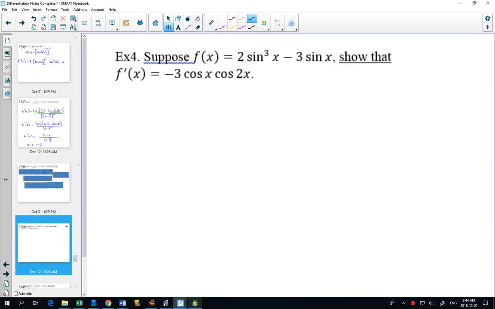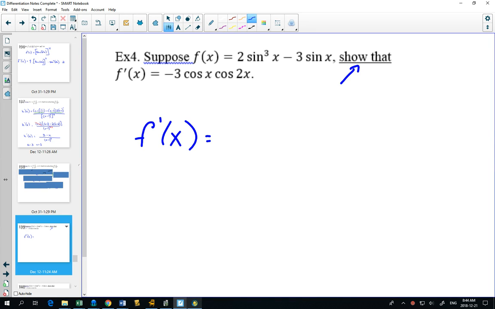Example 4. Suppose f of x equals 2 sine cubed x minus 3 sine x. Show that f prime of x equals negative 3 cos x cos 2x. So again, this instruction in the IB curriculum means it's like a mini identity. You start with something, you have to end with something else. Okay, we start with f of x. We want to end with f prime of x equaling that. So we'll start by finding f prime of x.